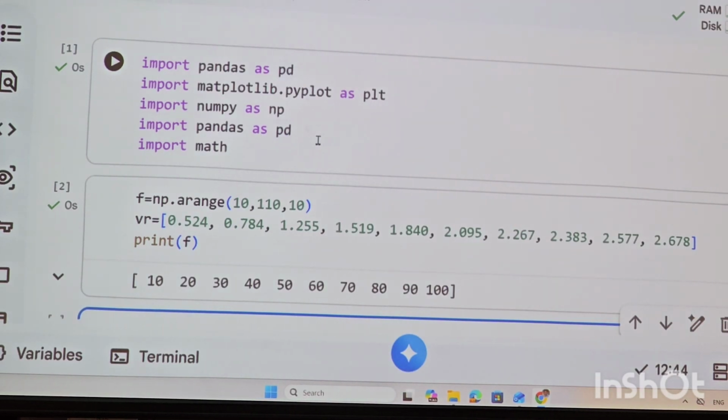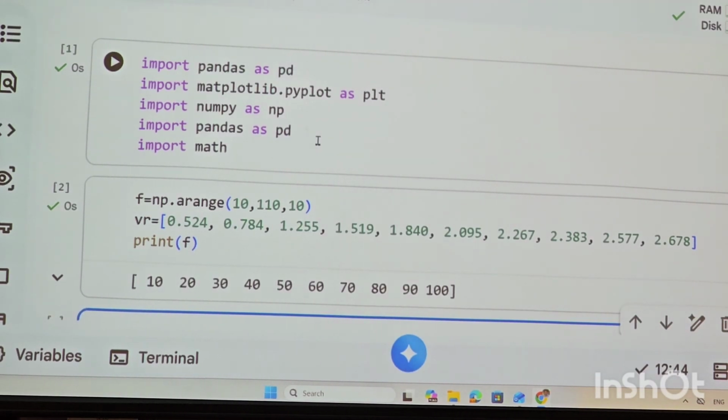The plots will have only the data points, no line, because the line represents a model.